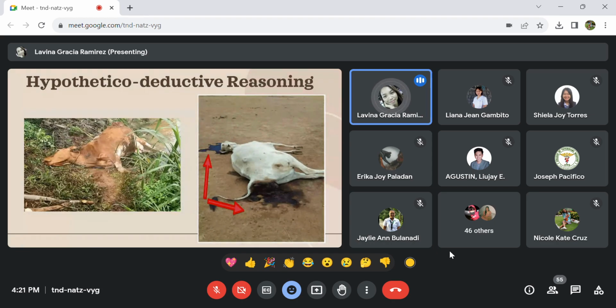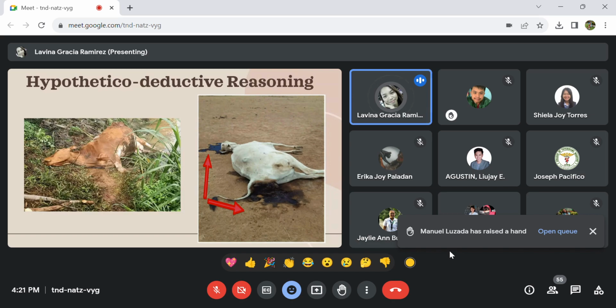So the first one on the left, ayan. Do you also believe that this is bloat? Or let's say, the right side naman, do you believe that this is bloat alone? Or is this bloat caused by something else? Will you stick to your hypothesis as bloat? Hindi, Doc. O, what could be the possible hypothesis from this sudden death?